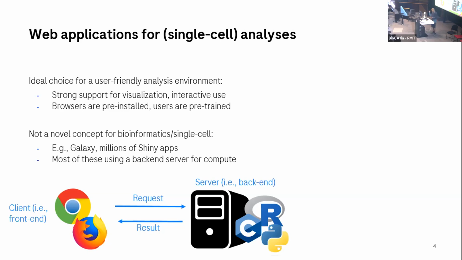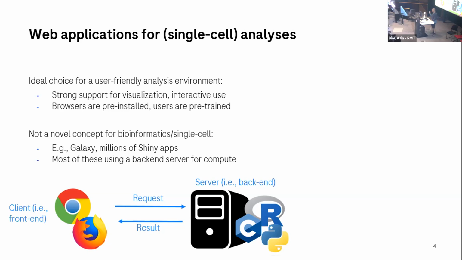So the use of a web app for bioinformatics is not really a novel concept, either for bioinformatics in general or for single cell in particular. For example, Galaxy provides a web interface for many bioinformatics workflows, and for everything else, there's like millions of Shiny apps, of which I am guilty of authoring at least a couple of them. However, the thing that almost all of these have in common is that they use a backend server to do the calculations.